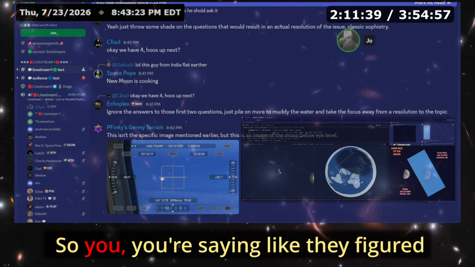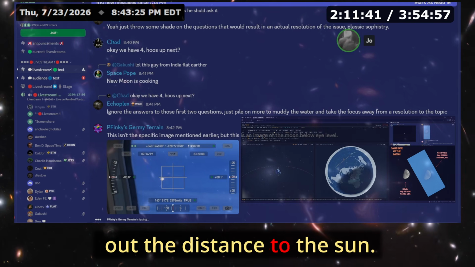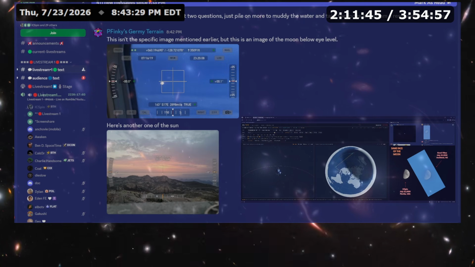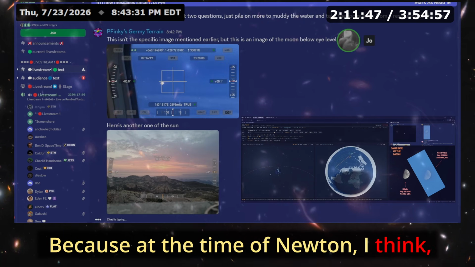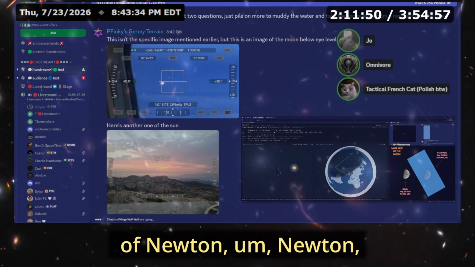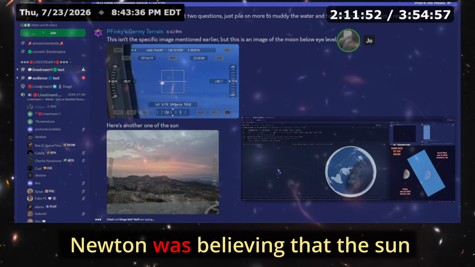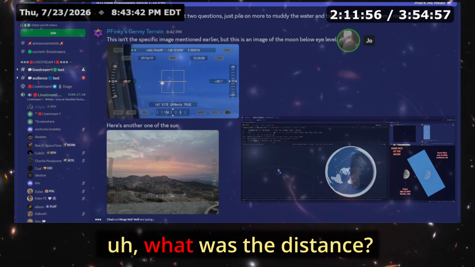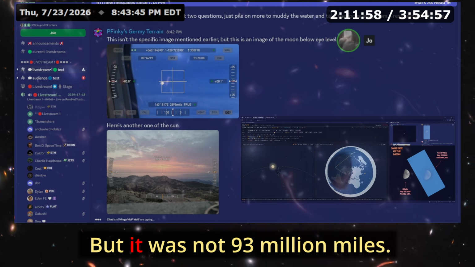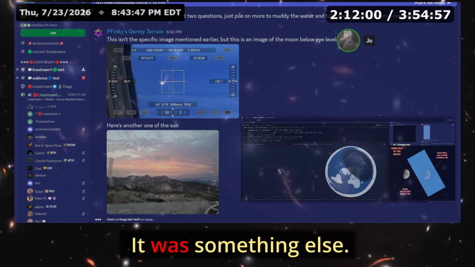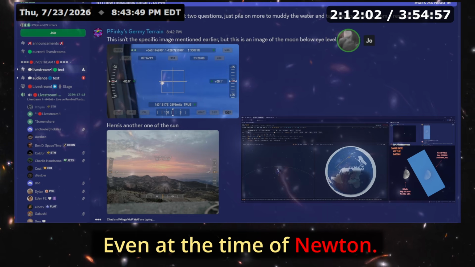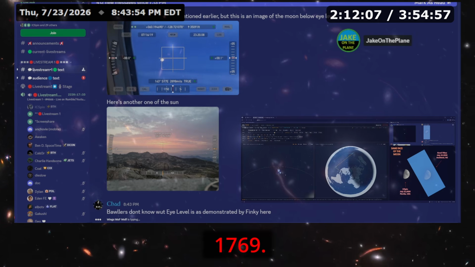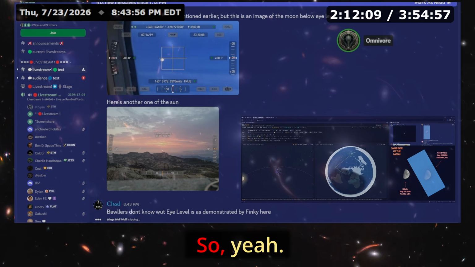Okay, so you're saying they figured out the distance to the sun. So who was the first one who figured out the distance to the sun, according to you? Because I think even at the time of Newton, it was not believed to be 93 million miles. It was something else. Captain Cook did it in 1760 or so. Yeah, 1769.